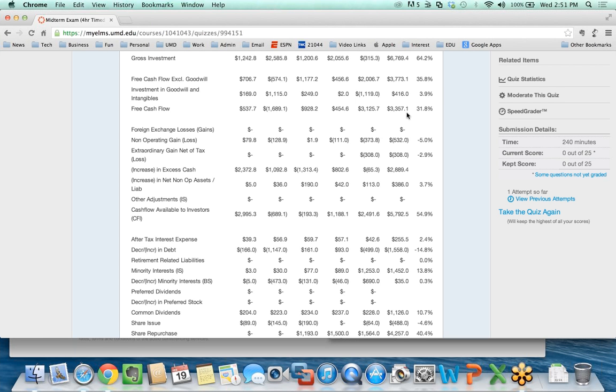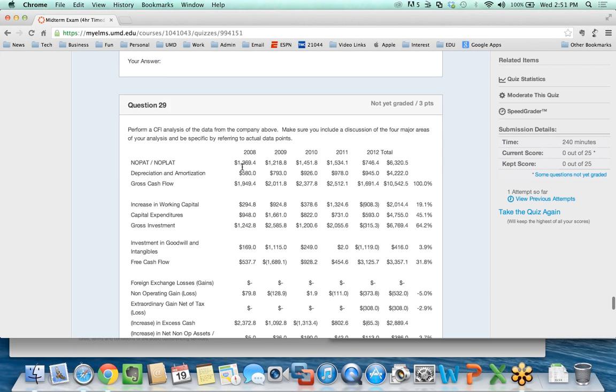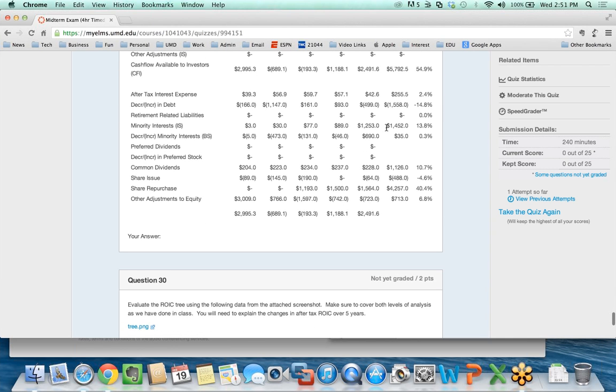And so to get from about 3.3 billion of free cash flow to about 5.8 billion of CFI, this company generated about 2.5 billion of non-operating cash flow, primarily by decreasing their excess cash balance. A lot of that was done in the first year, 2008. In terms of the financing side of the balance sheet, what did they do with the $5.8 billion?